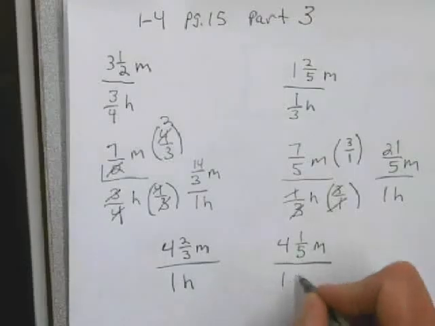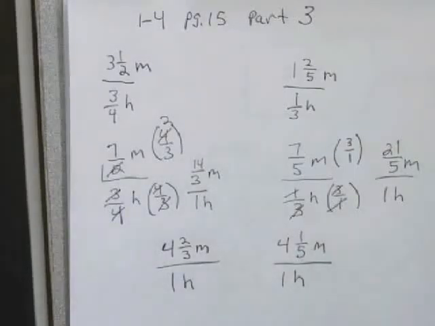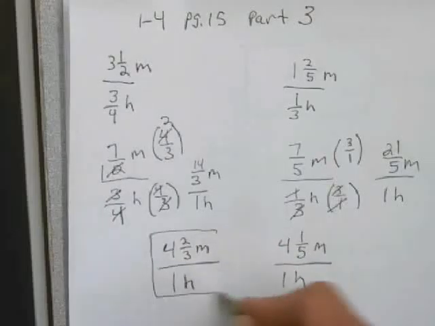in 1 hour. And the first person ran 4 2/3 miles, the second 4 1/5 miles, so clearly 2/3 of a mile is greater than 1/5. This person ran faster.